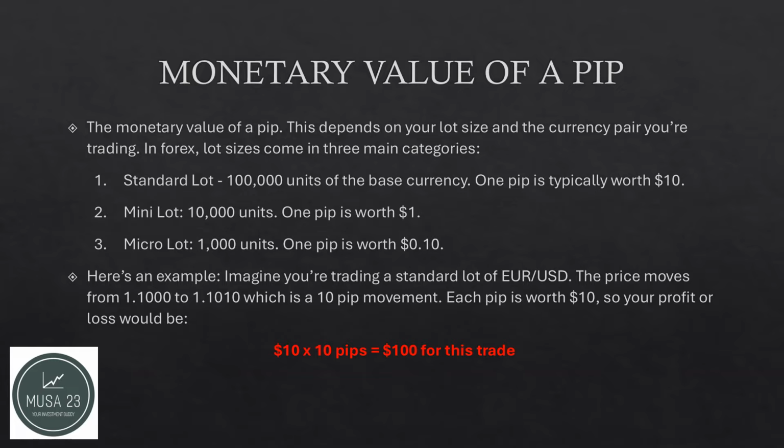Let us make an example. Let's say you're trading the Euro US dollar in a standard lot account. For a 10 pip movement gain, you will make 100 US dollars. And for a 10 pip movement against your trade, you will make a 100 US dollar loss. Similarly, if instead you are using a mini lot account and you make 10 pips gain, that means you'll make 10 US dollars for a 10 pip movement.